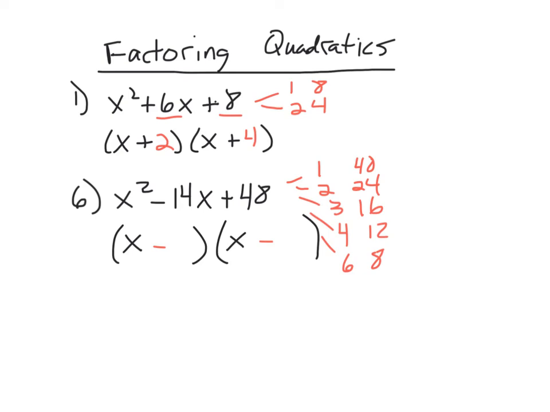Okay, so I have to look at all the factors. First one, 1 and 48, nope, that gives me 49. 2 and 24 gives me 26. 3 and 16 gives me 19. 4 and 12 give me 16. 6 and 8, when I add those, I do get 14, and therefore we now know what the numbers have to be to make this factored form work. It would be negative 6 and negative 8, so that they add to negative 14, but multiply to positive 48. Hope this helps.